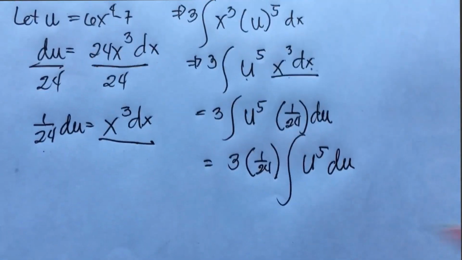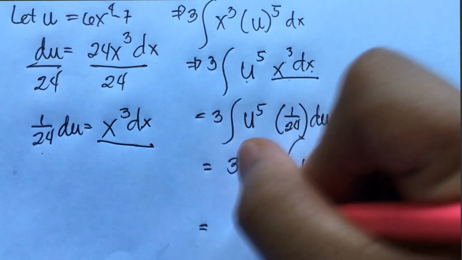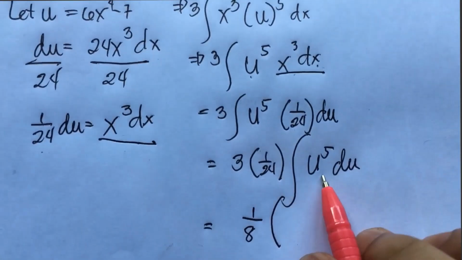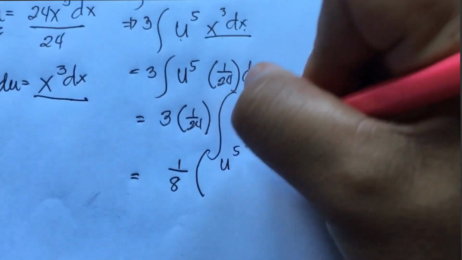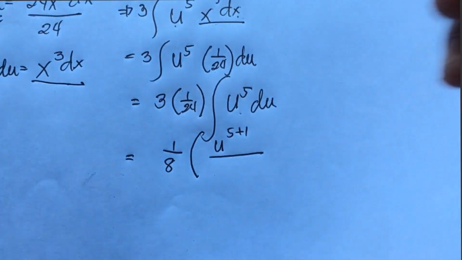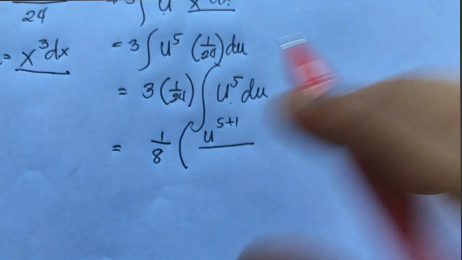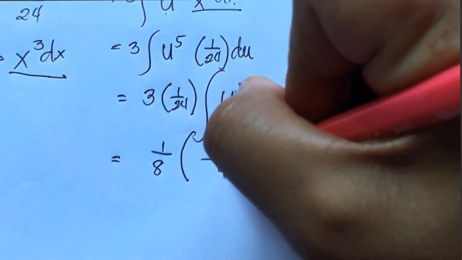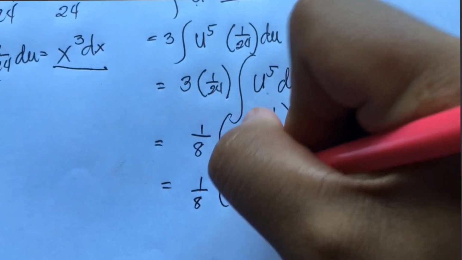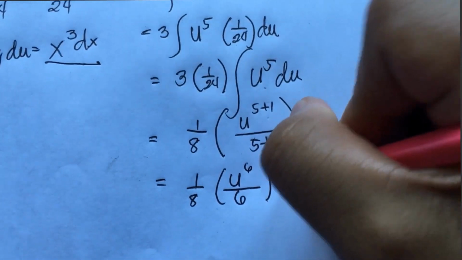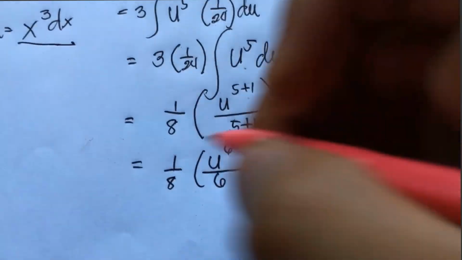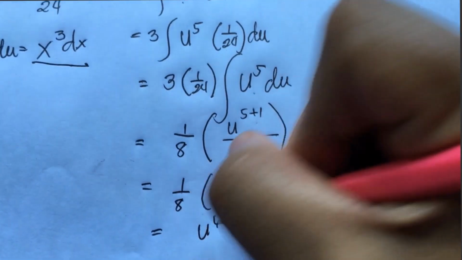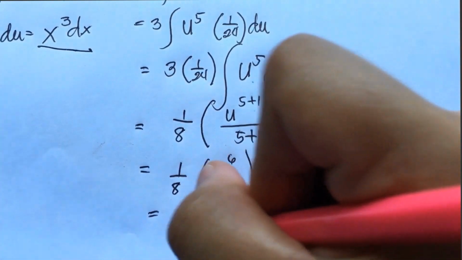Then, you can now simplify. 3 times 1 over 24 is 1 over 8. And you are going to get the antiderivative of this one using power rule. So, the power rule says that you're going to plus 1 the exponent, and divide by the same, which is your plus 1 also. Kung 5 plus 1 dito, 5 plus 1 din sa baba. Plus c. So, 1 over 8, u raised to 6 over 6 plus c. Always take note ha, may plus c talaga sa the end. So, u raised to 6 over 8 times 6 is 48 plus c.